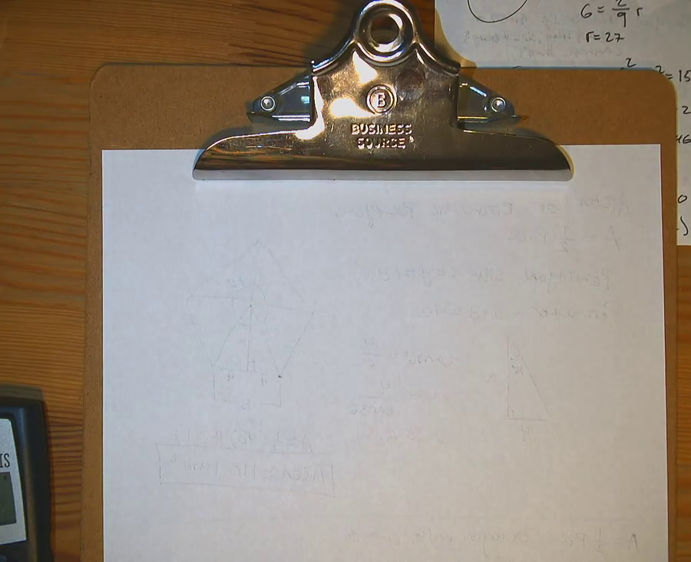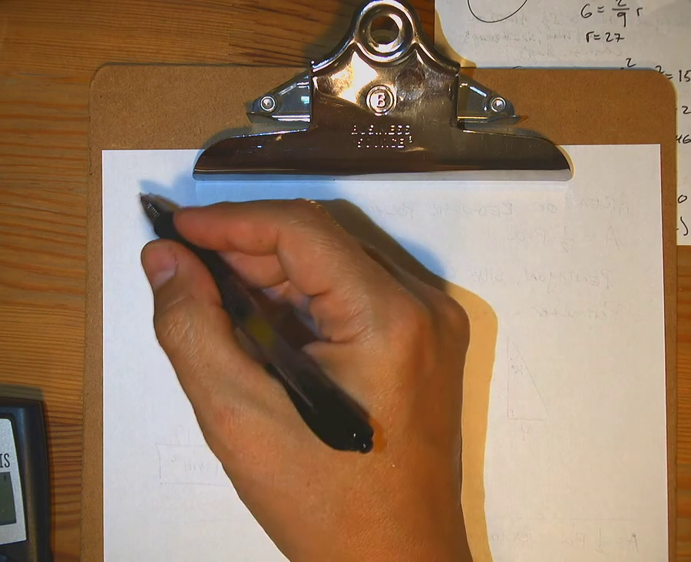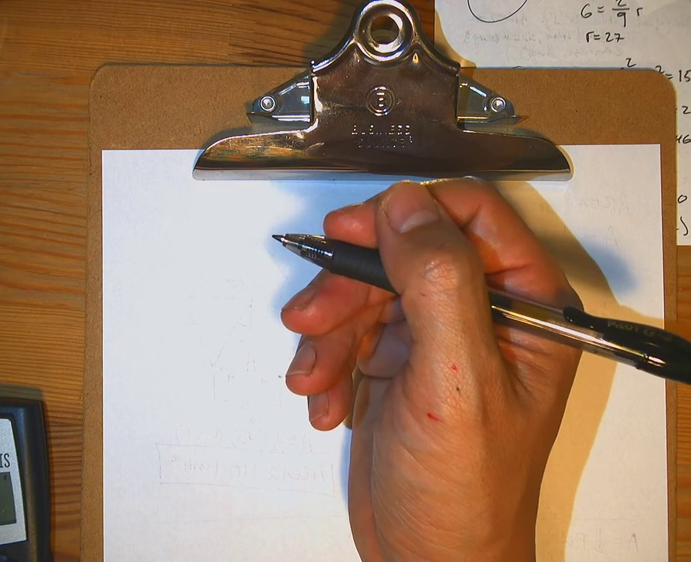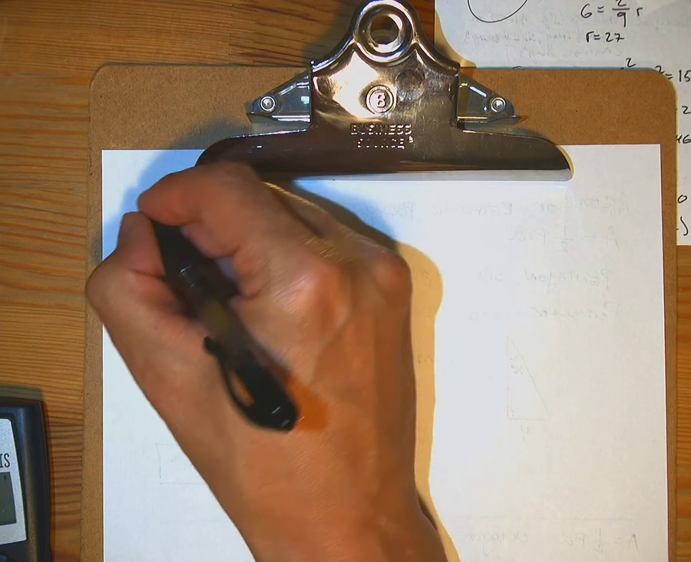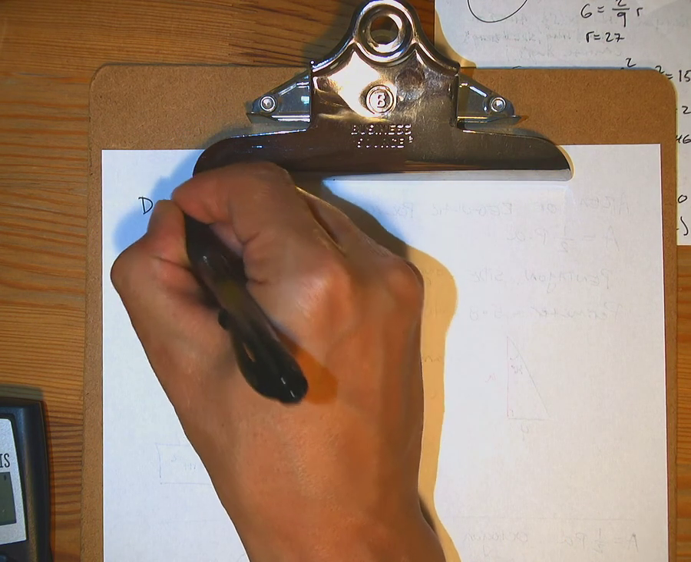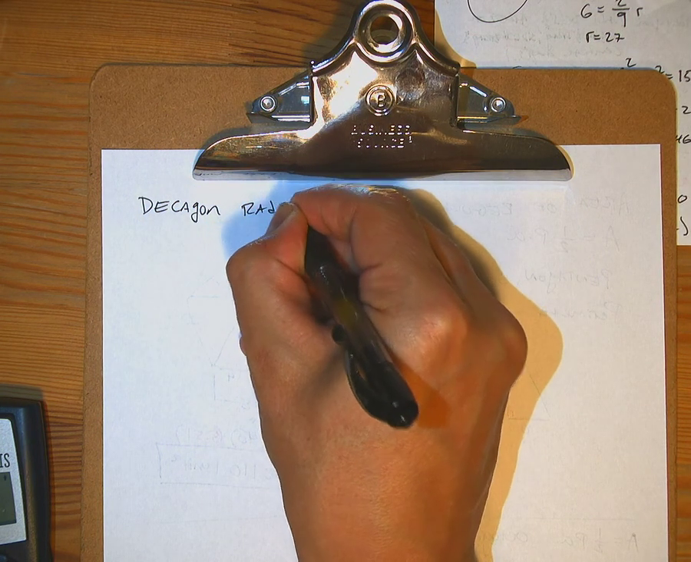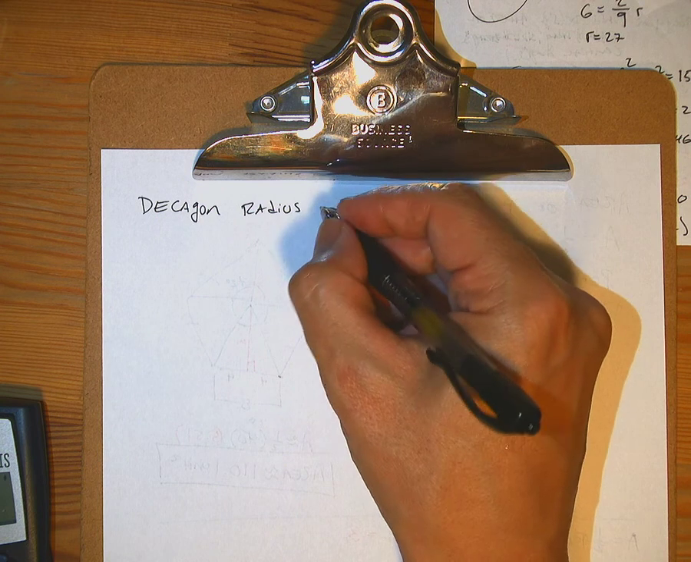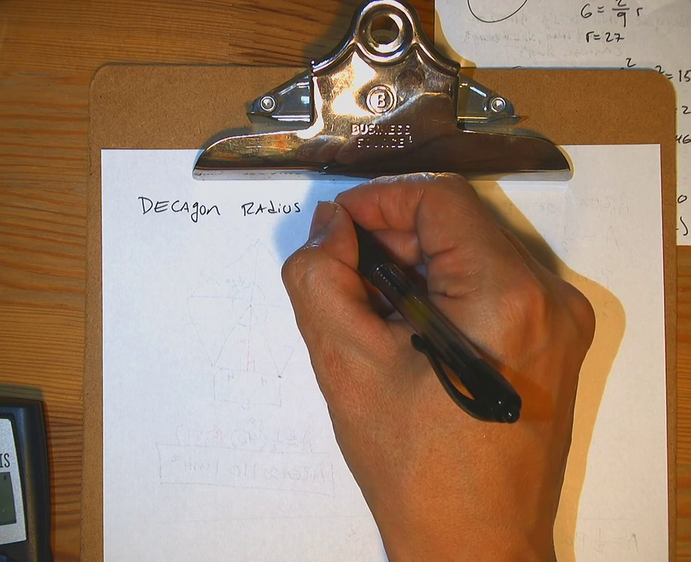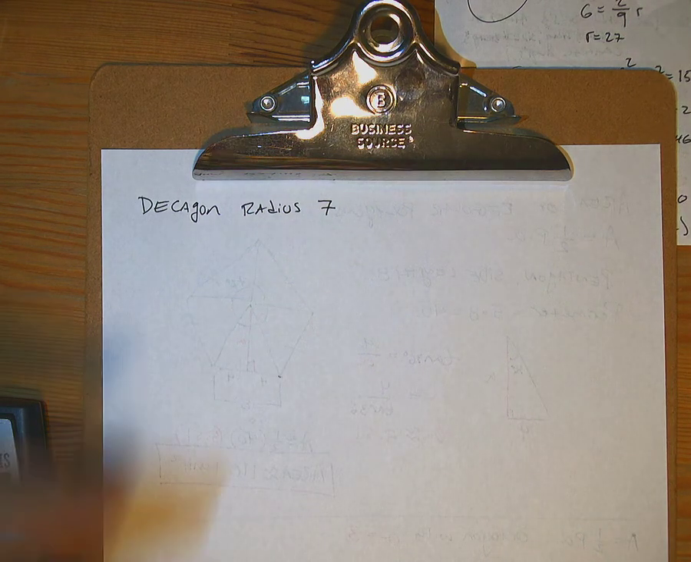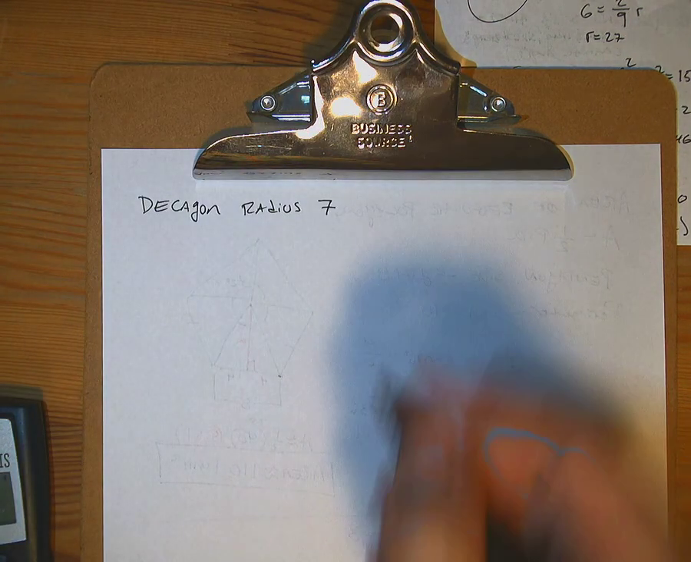Okay, the last and most complicated thing that we could do is to find the area if I was given just a radius. So let's start with a decagon here. Decagon with a radius of, let's say, 7. I don't know. It's a lovely number. Have I used that before? I don't think so. Decagon, radius is 7.